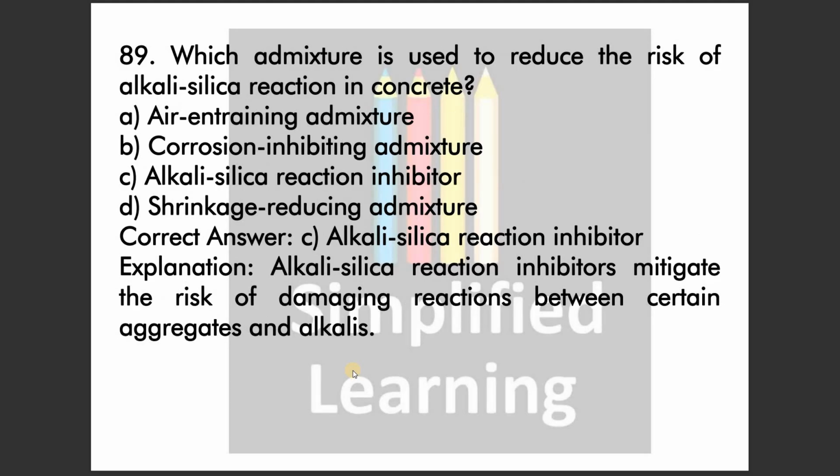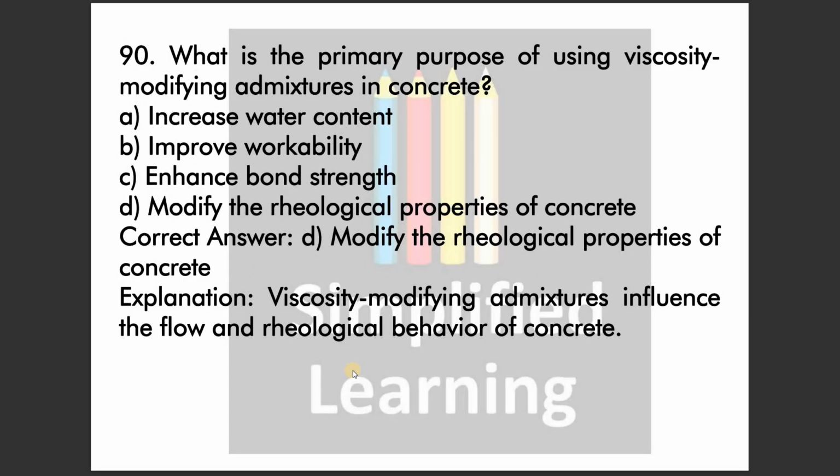And the admixture that is used to reduce the risk of alkali-silica reaction in concrete. And obviously, out of the options, you can select alkali-silica reaction inhibitor. Then what is the primary purpose of using viscosity modifying admixture in concrete? See, the primary purpose is to modify the rheological properties or rheological behavior of concrete.